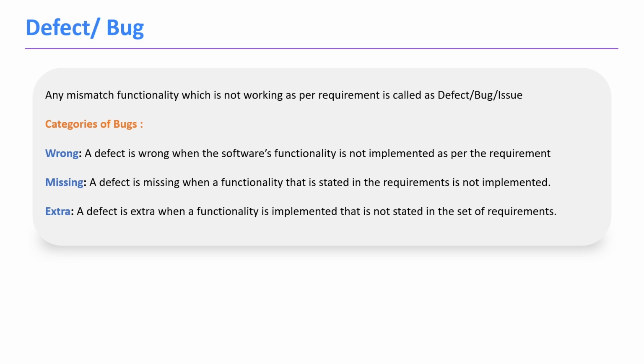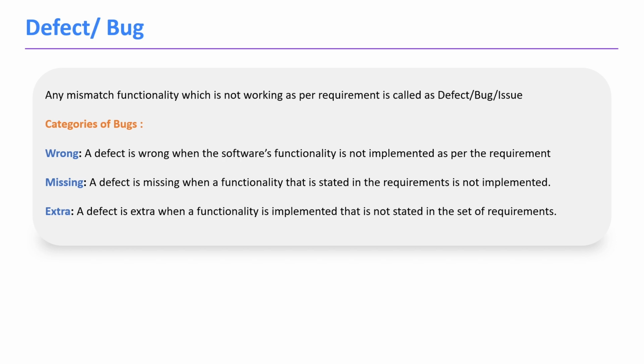So what are these three categories? Wrong, missing or extra. These are the three categories of bug. We can say that a bug belongs to the wrong category when the software application is not implemented as per the requirement. In that case, we say that particular bug belongs to the wrong category, or that particular functionality is wrongly implemented in the software application.